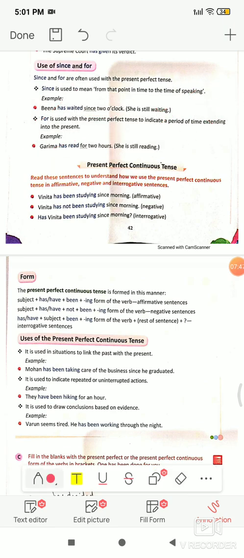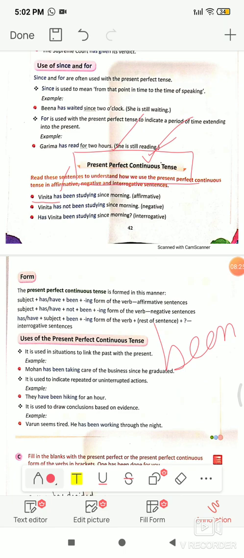Then let us come to present perfect continuous. This is a very interesting tense. Perfect means has, have will be used. Continuous means ing will be used. So see Vinita, we have a subject, we will use has or have. Vinita is singular, we will use has. Vinita has. Now what is the addition here? The addition here is been. Has been or have been. So Vinita has been. They have been. Right?